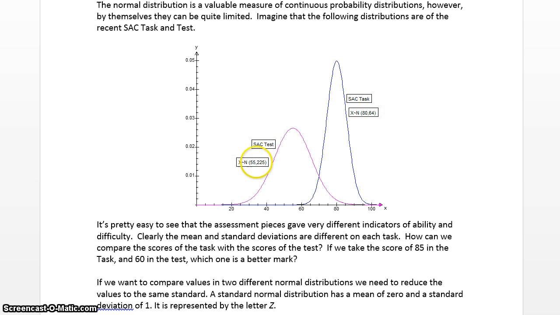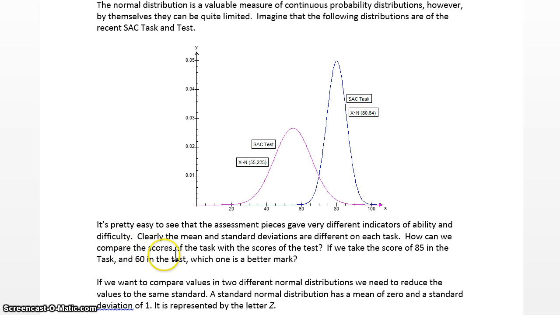And the SAC test had a mean of 55, a much lower mean, but a much higher standard deviation of 15. So the data is more spread out in this one. So most people end up getting around 80% for this one, but here, some people, 55% was the mean, but there was a massive standard deviation there. So it's pretty easy to see that the assessment pieces gave very different indicators of ability and difficulty. Clearly the mean and standard deviations are different on each task.